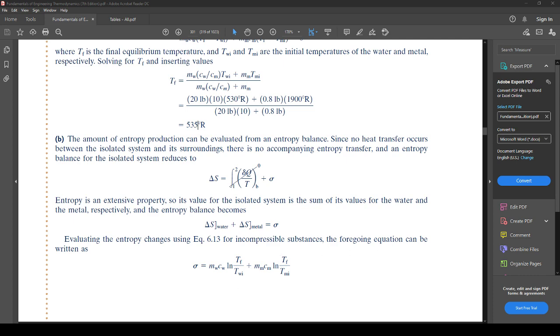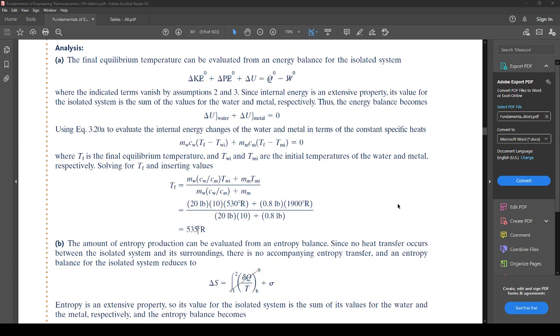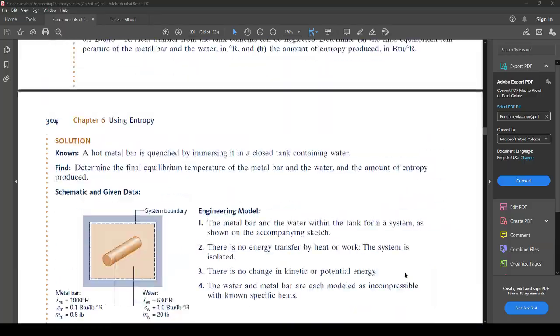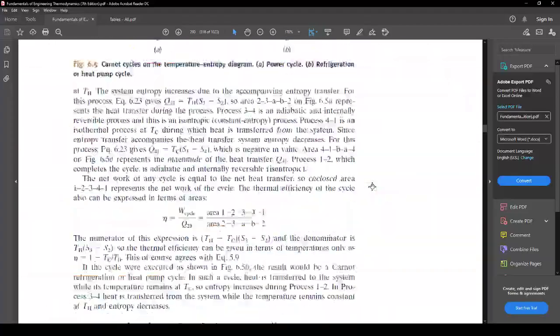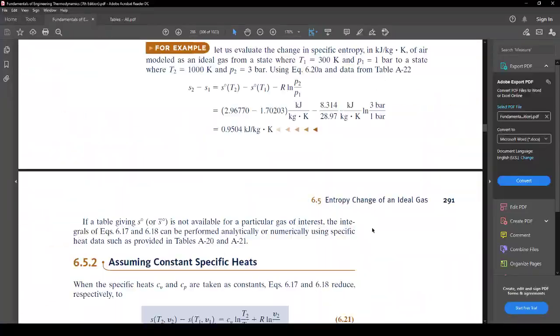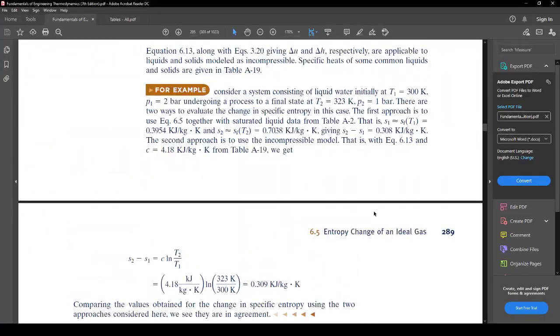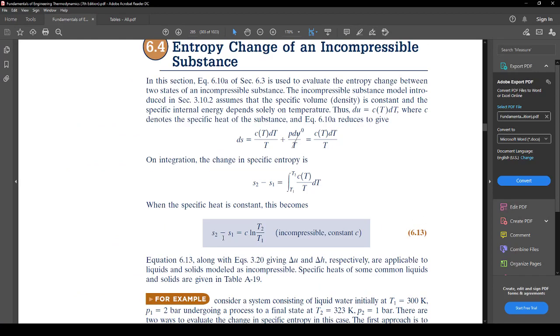So, I'm going to go back up really fast and find that equation. It's 6.13, they said, just to show you that we know where it is coming from. All the way back up. And we're almost there. So, right here.